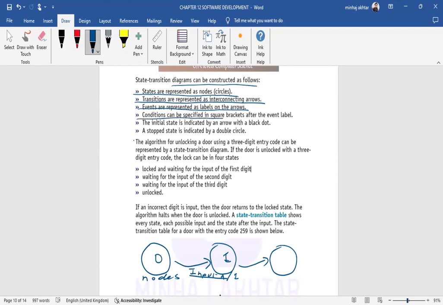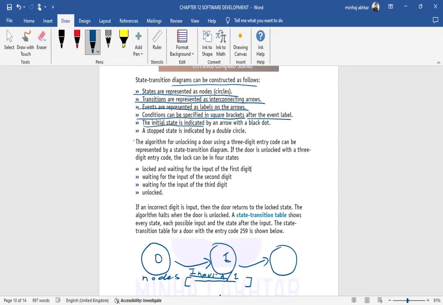Conditions can be specified in square brackets after the event label. Yes, if there are any conditions, they can be written like this in square brackets. So with the event, there are some conditions. The conditions are represented in square brackets. So they are called conditions.